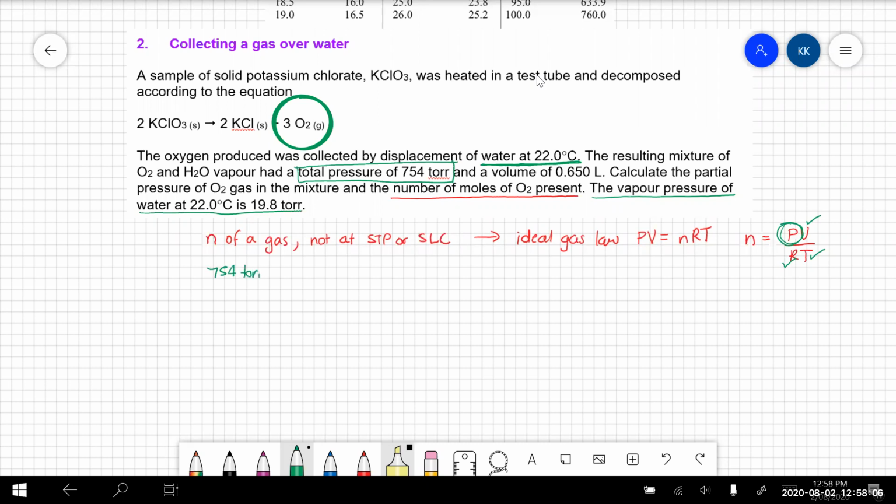754 torr is equal to the pressure of the oxygen gas plus the pressure of the water vapor. So if we want the pressure of oxygen, we're going to need to take our 754 and subtract the pressure of water. Luckily, we're told that, or we could go look it up in a data table if we weren't told. So we're looking at 754 take away 19.8 torr. Now we've got a strategy for solving our problem. We just need to work through it. So our pressure of oxygen here is 734 torr.